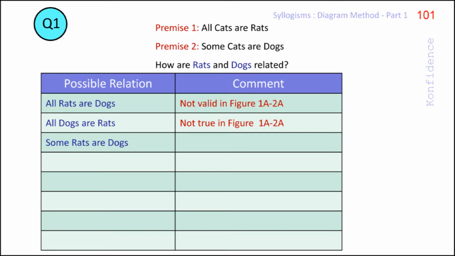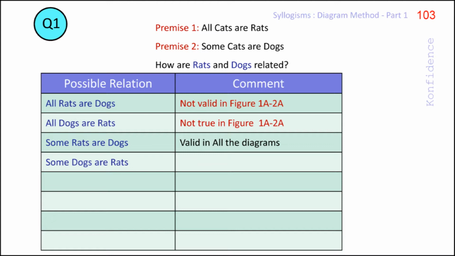So ideally, we should be saying all rats are dogs. However, if we make a statement, some rats are dogs looking at this diagram, it will not be wrong because if all rats are dogs, definitely some rats are dogs. Similar is the case with figure 1a, 2d and figure 1b, 2c, 3. In all the other diagrams, we see that the relationship some rats are dogs will be valid. So, some rats are dogs is a valid relationship between rats and dogs.